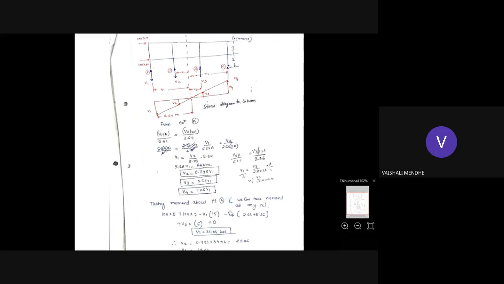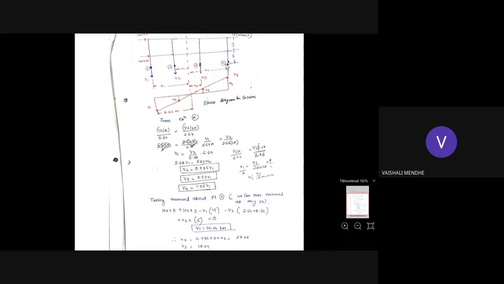So here I have considered point number 4. I can take point 2, 3 also. Okay, 1 I cannot take because V1 I have to find out. Okay, so I will take the moment at 4.